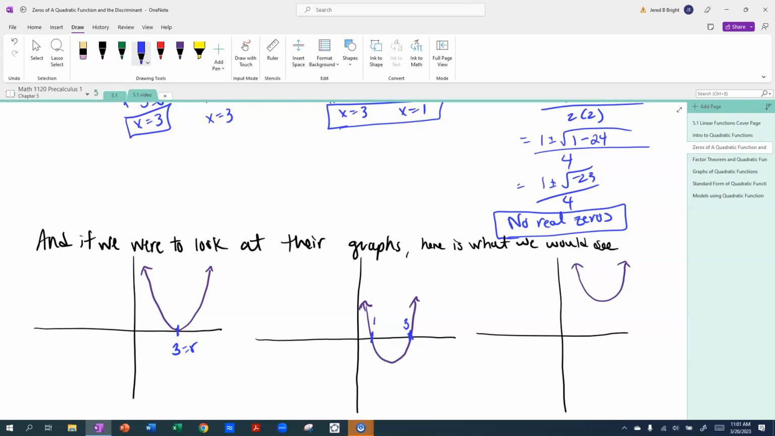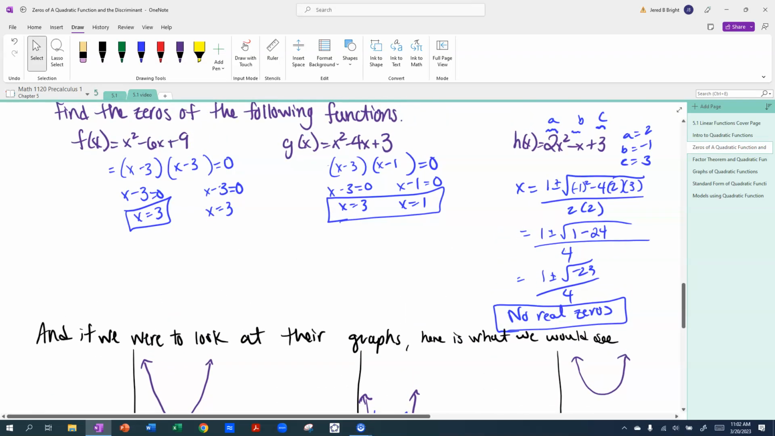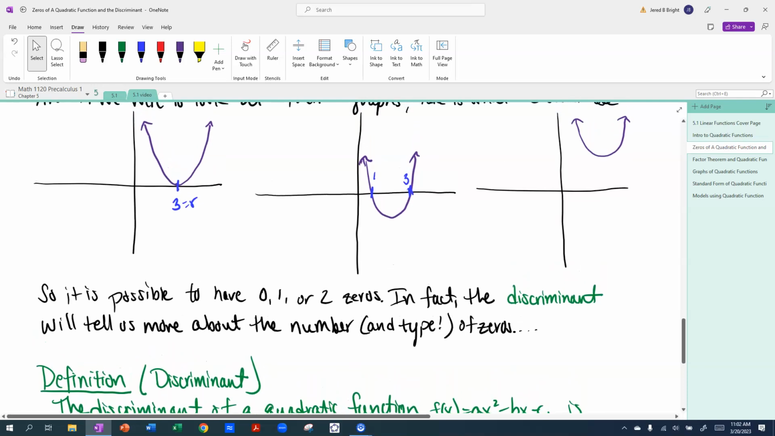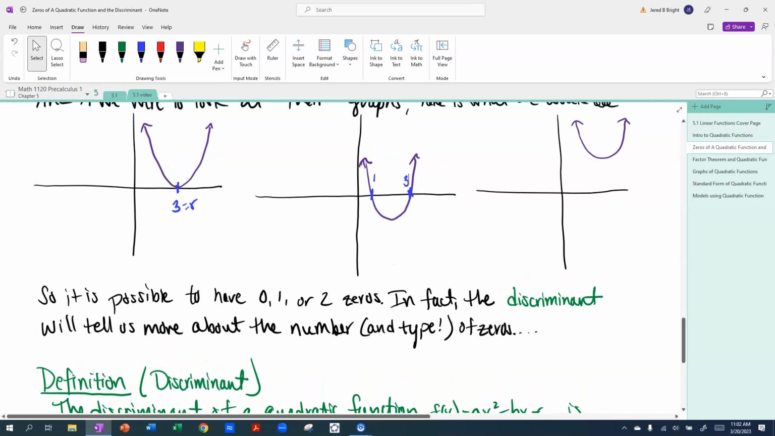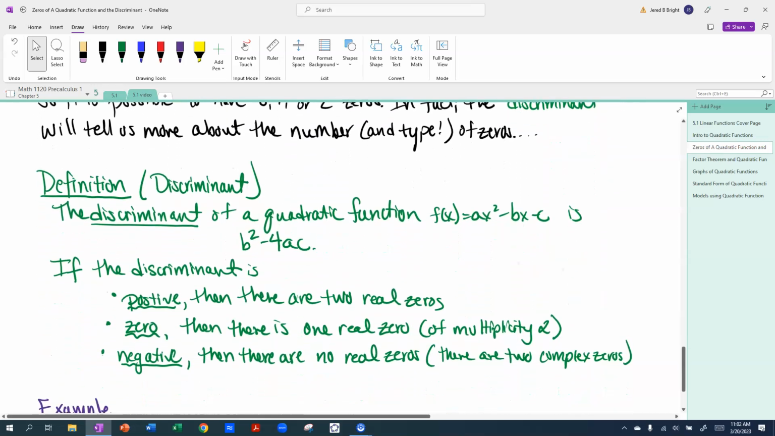And in the third case, where I don't have any real zeros, that means it doesn't touch the horizontal axis at all. So I have something like this, where it's wholly either above or below the horizontal axis. In fact, without even doing the calculation for the exact values of the zeros, I can determine whether I have 0, 1, or 2 zeros based on what we call the discriminant. This is a property of the quadratic function, and the discriminant is just that value underneath the square root in the quadratic formula.